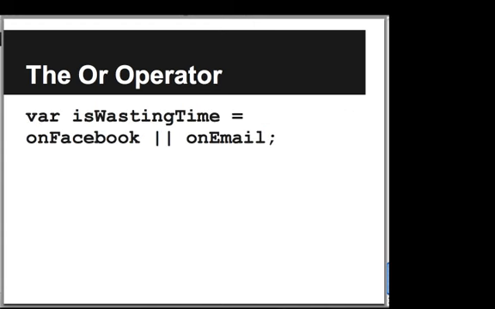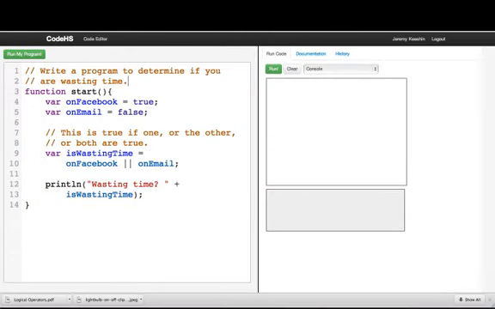The last one is the or operator. A value is true if one or the other is true, or if both are true. So for example, we can figure out if you are wasting time if you are on Facebook or if you are on email. As an example in a program, we say onFacebook is true, onEmail is false, but isWastingTime is true if you're on Facebook or if you're on email. So we'll see that you are wasting time. But if both are false, then wastingTime is also false.